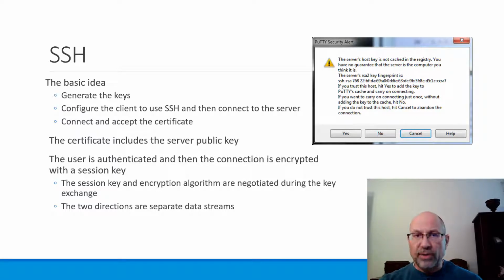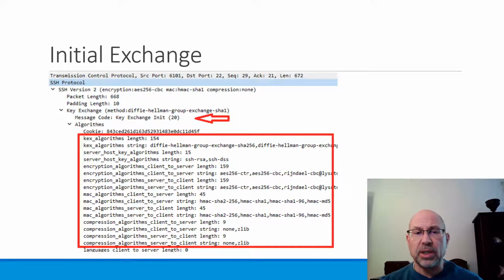According to the RFC, the session key and the encryption algorithm are negotiated during key exchange. We'll see that here in a second. And then we consider the two data streams, that is from the server to the client and the client to server, as two separate animals. And everything about them can be negotiated separately. So here is an example of the initial exchange, right? We've got a key exchange, and I've also highlighted that it is packet number 20, or the type is 20.